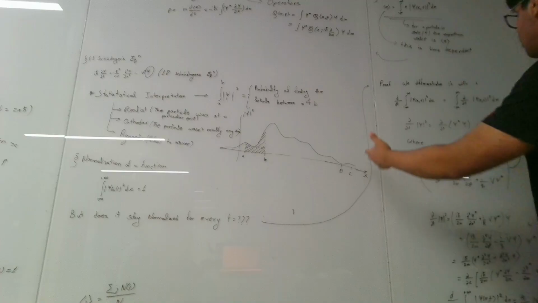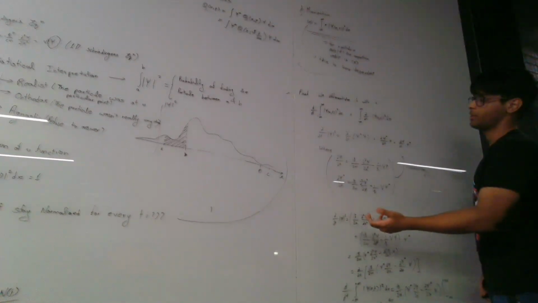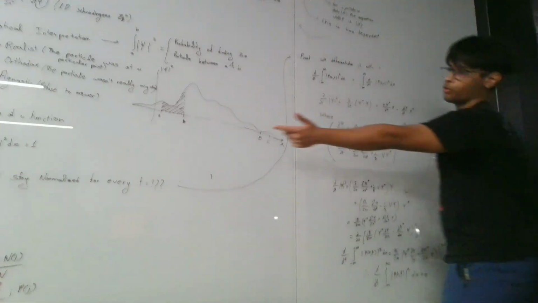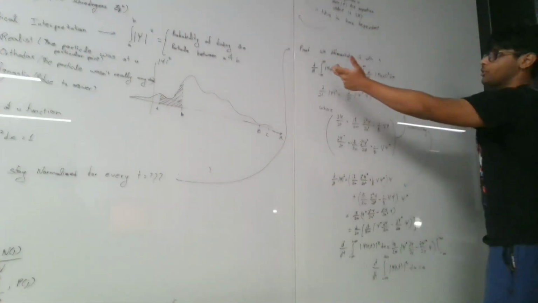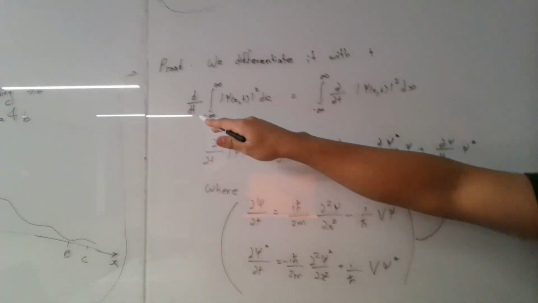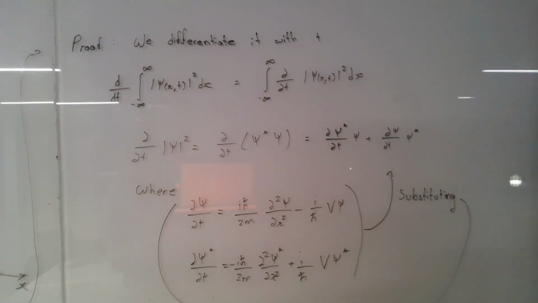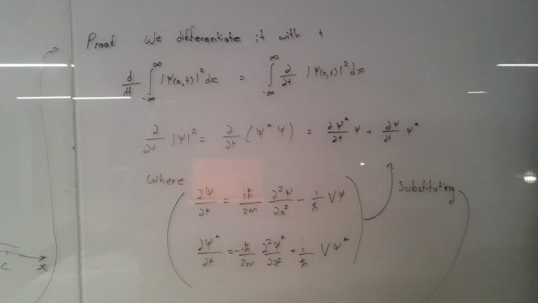So here's the proof. It looks kind of rigorous, but really what it is, you have the actual normalized function right here, and you differentiate it in terms of time. What we are trying to prove is that it doesn't change. So we're saying that the differentiation of this function right here should result in 0, saying that it doesn't change with time.